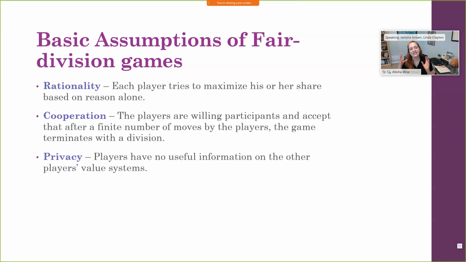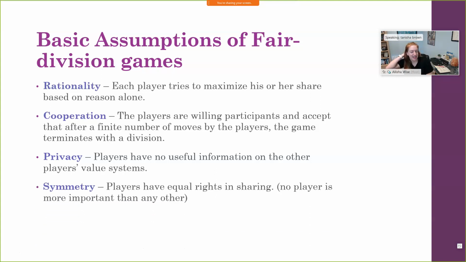And then the one that doesn't often happen in real life, but we're going to assume it for fair division games, is privacy. And what I mean by that is that players have no useful information on other players' value systems. So this would be like, you guys don't know that I don't like chocolate. So you wouldn't have that information before. So you wouldn't be like, well, I'll just take all the chocolate. You can have all the rest. Okay, thanks. Right, because we don't know what you like, because we don't have any information about what each person likes or doesn't like. Exactly. So privacy, we just don't know.